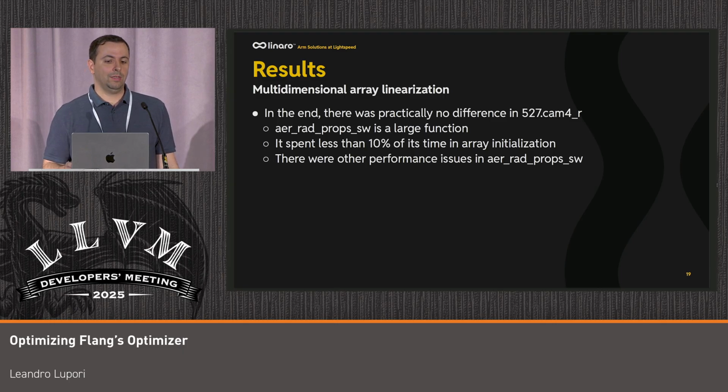But unfortunately, in the end, there was practically no difference in the execution time of CAN4. Some possible reasons for this are that AR-read-props SW is a large function, and it spends only a fraction of its time in array initialization. And also, there were other performance issues spread across this function.